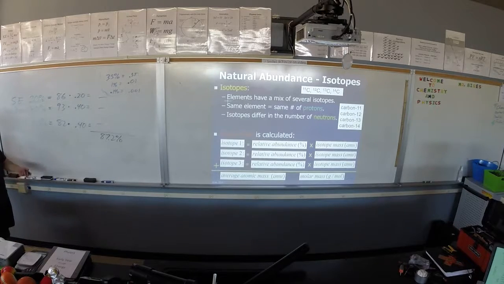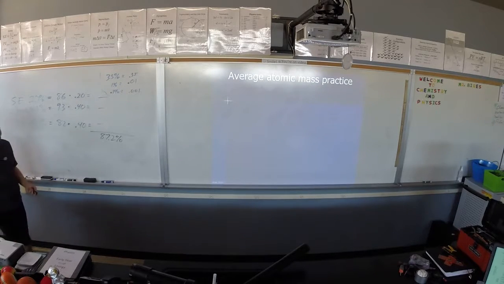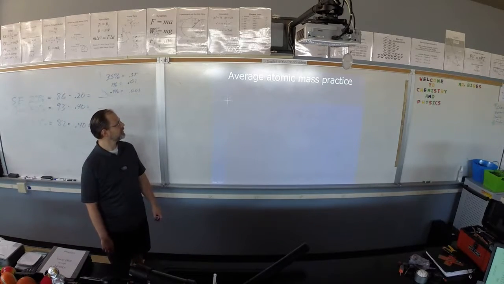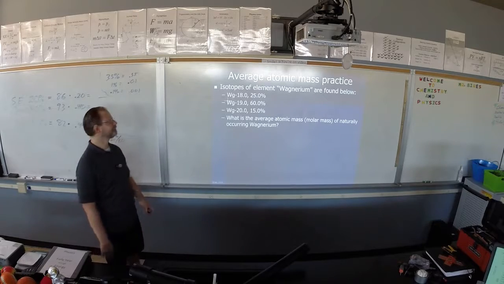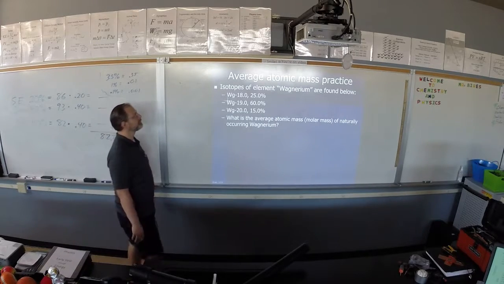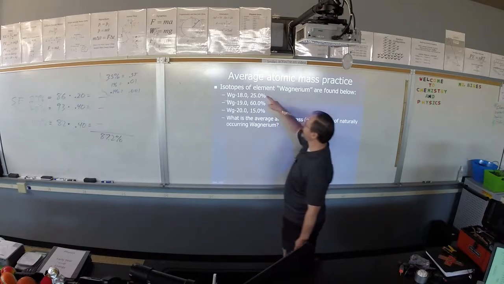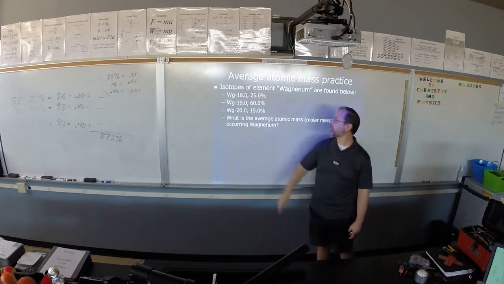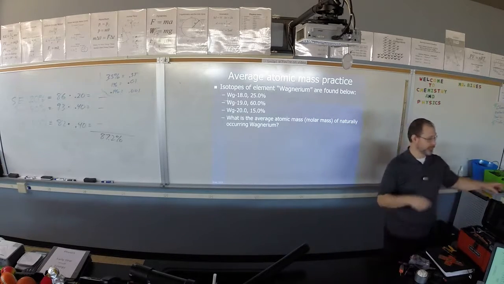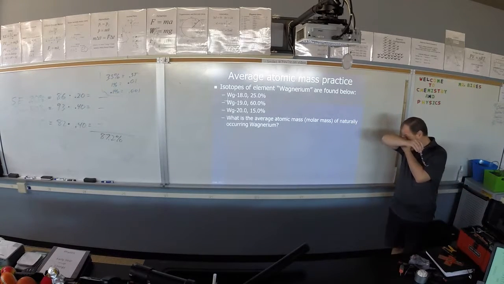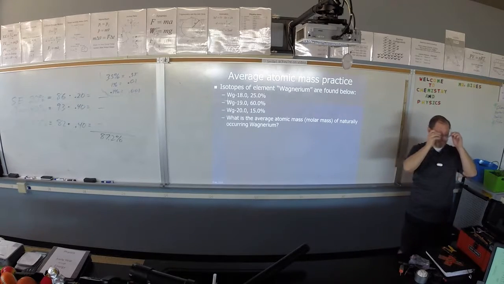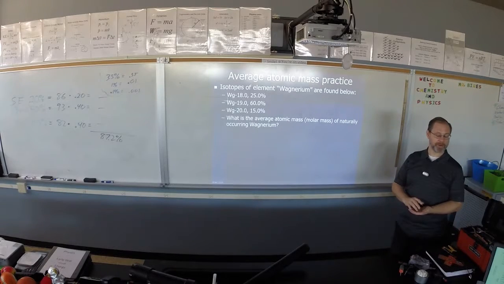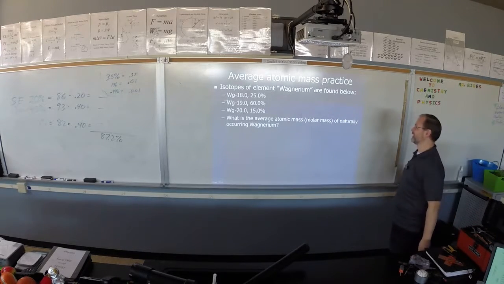Okay, so practice, here we go. Average atomic mass practice. Consider the mythical element Wagnerium. Wagnerium has 3 isotopes. Wagnerium 18 is 25% abundant. Wagnerium 19 is 60% abundant. And Wagnerium 20 is 15% abundant. Using the rules that you have, calculate the average atomic mass of naturally occurring Wagnerium. Would you like the lights on so you can see your calculator? No? Okay.